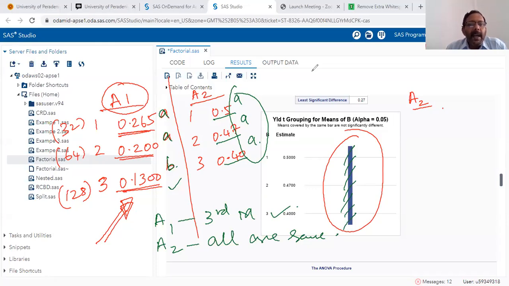All 25 is there. 4 into 3, that is 12. Not 25, 24. 24 data. Something extra you typed. That may be the reason. Total number of data is 24. Why? 4 levels of factor A, 3 levels of factor B, into replicates. So this is 24. Yes, Arosha?